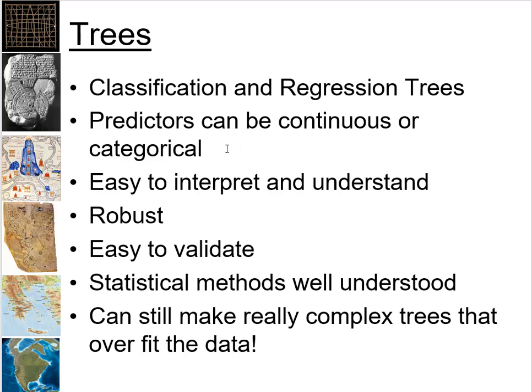Predictors can be continuous or categorical because it will simply pick the right one. They're pretty easy to interpret and understand as long as they're not too complex. They are robust. They're pretty easy to validate. Statistical methods are well understood. However, they can still make really complex trees that overfit the data.